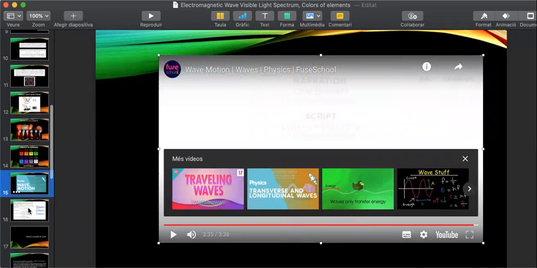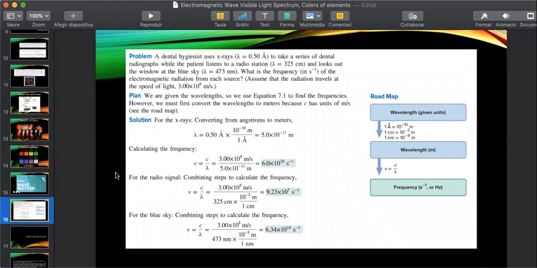And to finish this lecture, this is an example, okay? A dental hygienist uses X-rays, so lambda is going to be 0.50 angstroms, to take a series of dental radiographs while the patient listens to a radio station of lambda equal to 325 centimeters and looks out the window at the blue sky.